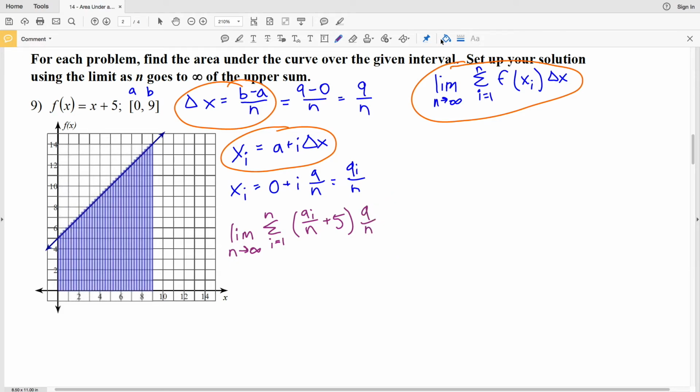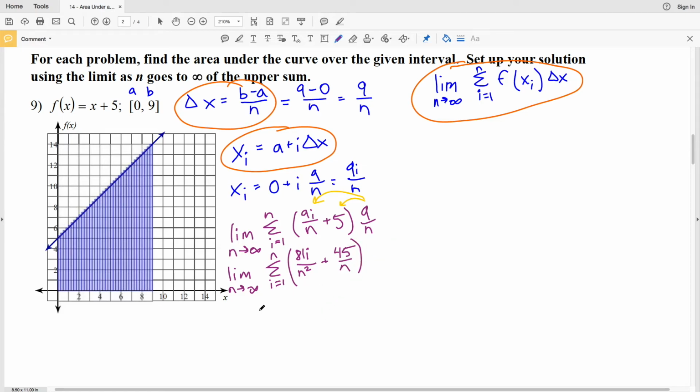So what I'm going to do is distribute my 9 over n to each of these terms before I break up the summation. So I'm going to have the limit as n approaches infinity of the summation from i equals 1 to n of 9 times 9i, multiplying my numerators, which is 81i, over n times n, which is n squared, plus 9 times 5, which is 45, over n.